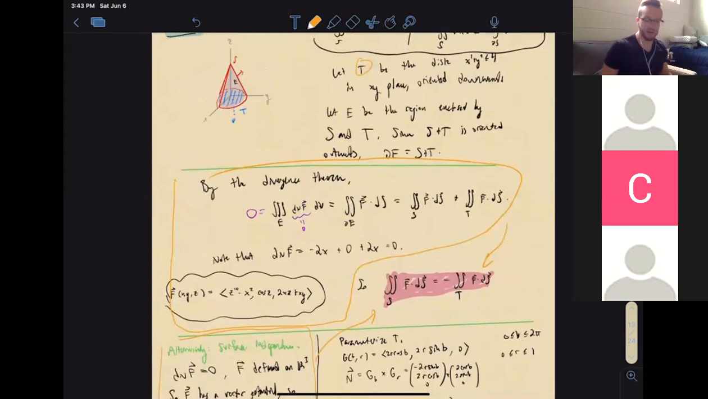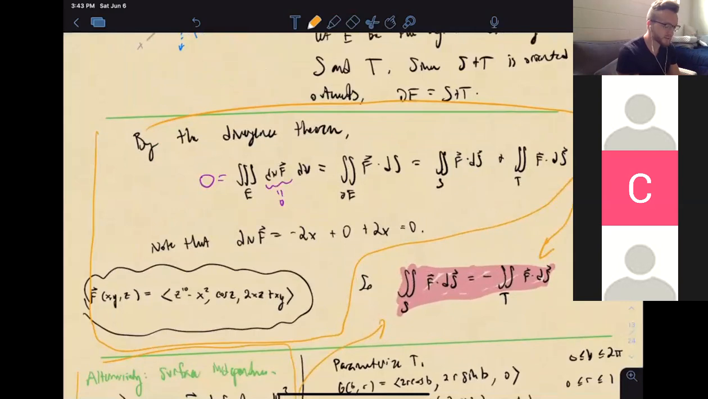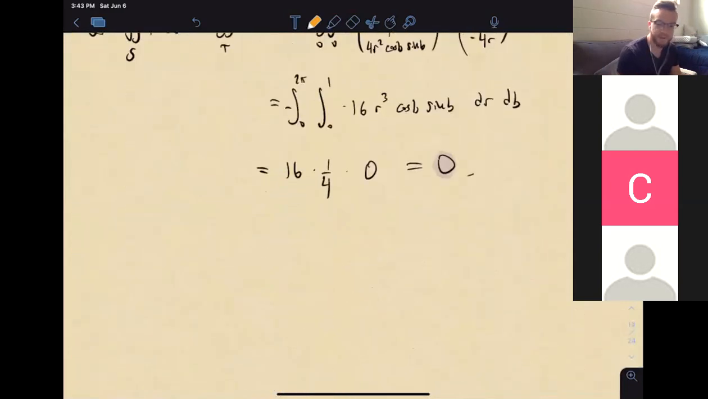That was the first thing I do no matter what. And so for both methods, I'm using that disk as the simpler surface.